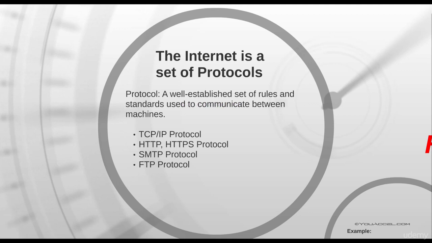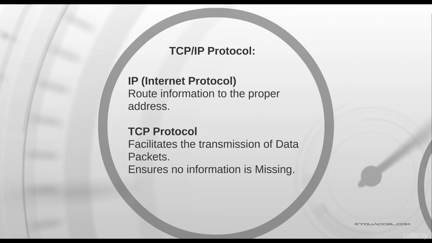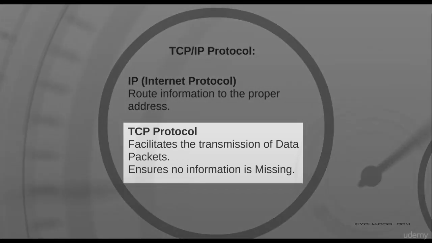We've already touched on one protocol, the IP. The IP is used to route information to the proper address and make sure that the data packets are sent to the intended recipient. Note that the IP protocol does not facilitate physical connections between computers to transmit data packets. The TCP protocol is intended for that purpose.